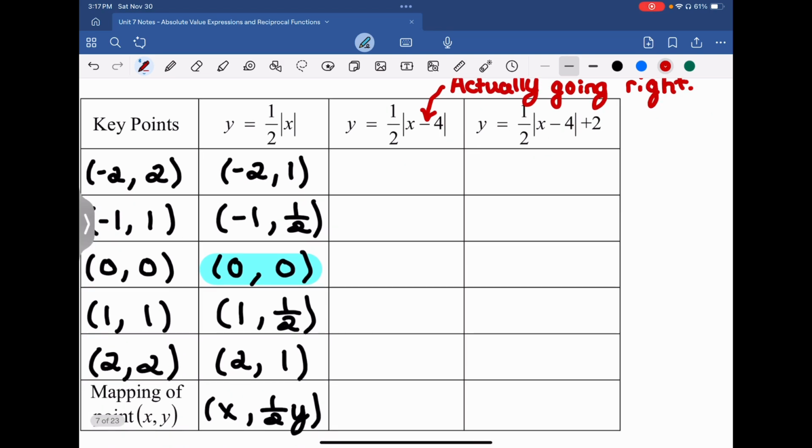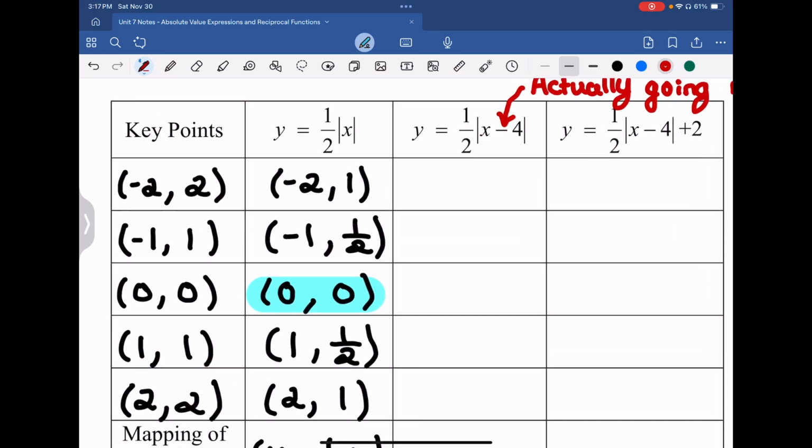Perfect. I'm just going to annotate that in there because just like quadratic functions, we said that if there's bracketed terms like this and it's x minus 4, it actually means we're going to go positive 4. And by absolute values, that should make sense. The absolute value of negative 4 is positive 4.